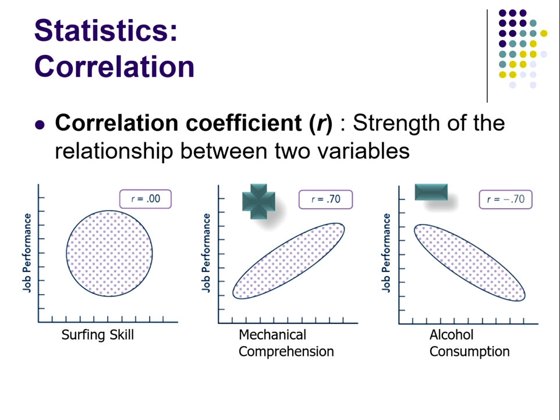The one on the right shows us job performance and alcohol consumption. So the more alcohol a person consumes, the poorer their job performance. The less alcohol they consume, the higher their job performance. This is called a negative correlation, where being high on one variable is associated with being low on the other variable. So hopefully that's a review of something that you already knew: positive, negative, zero correlations.